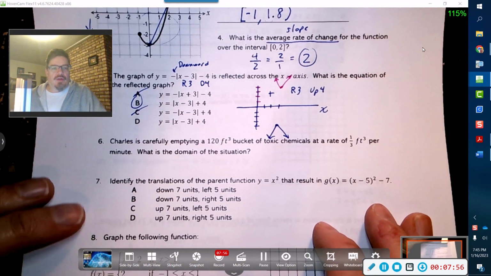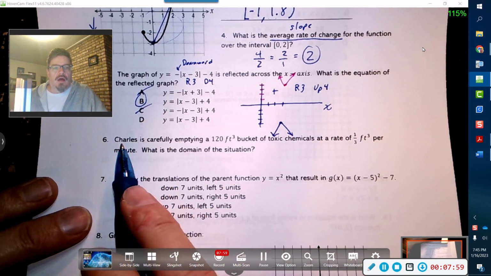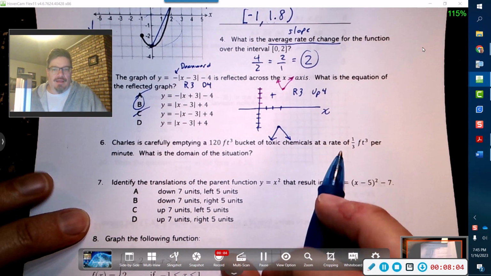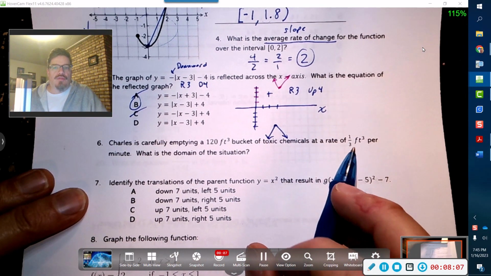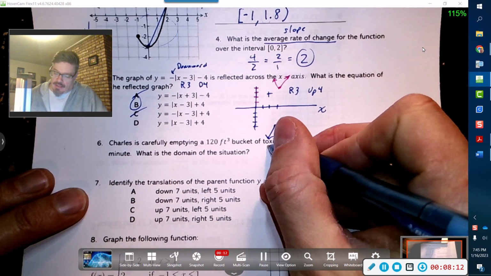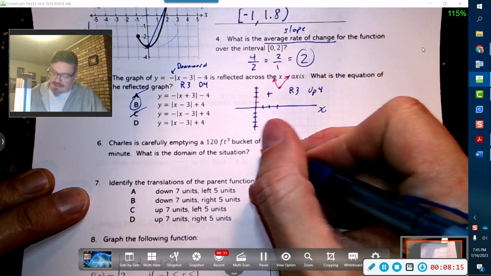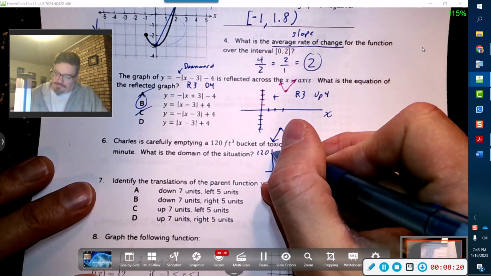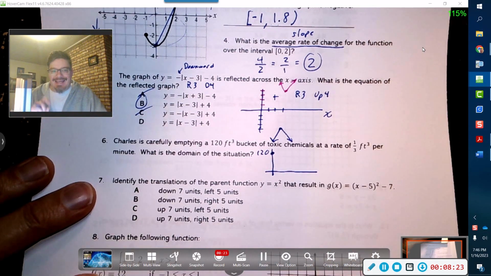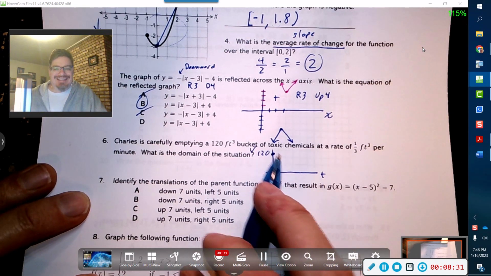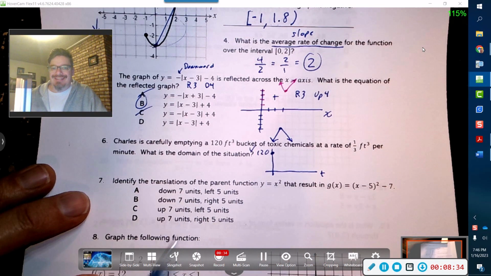All right. So let's find out about Charles here. Charles is carefully emptying a 120 cubic foot bucket of toxic chemicals, poor Charles, at a rate of 1/3 cubic feet per minute. What is the domain of the situation? All right, so let's think about this. He's at 120, okay? At time 0, he has a full bucket. He's got 120, but he's emptying it. So this means that if I were to graph the volume over time here, okay, how long is it going to take for this thing to empty, right?